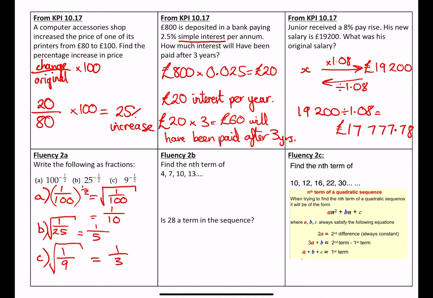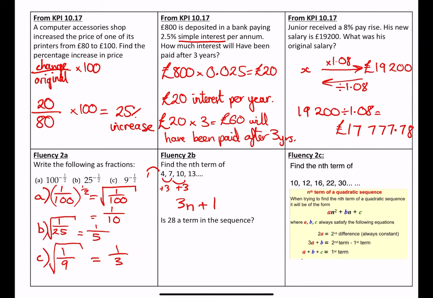Okay, fluency 2B, find the nth term. First thing to do anytime you've got a sequence is work out what's the rule. So the rule here, it's plus 3 each time. Therefore, the nth term, it must be 3n. Go back a term to the term before, that's positive 1. So your rule is 3n plus 1.